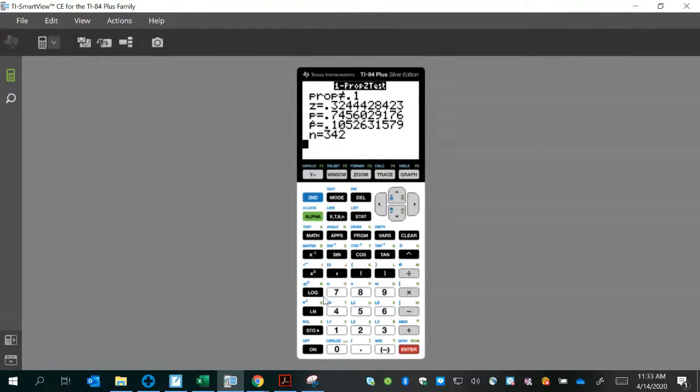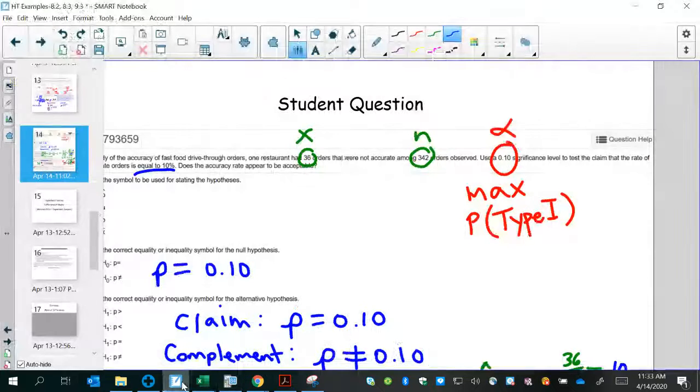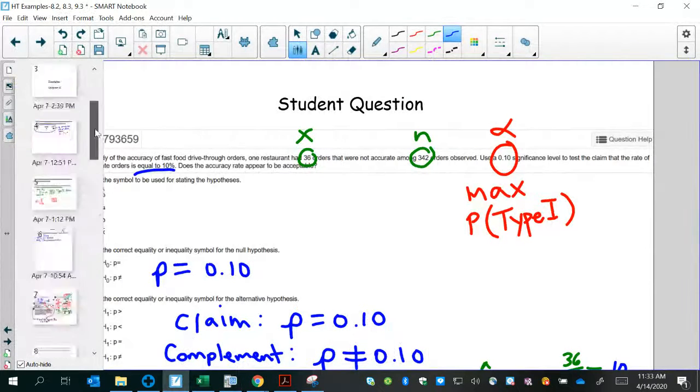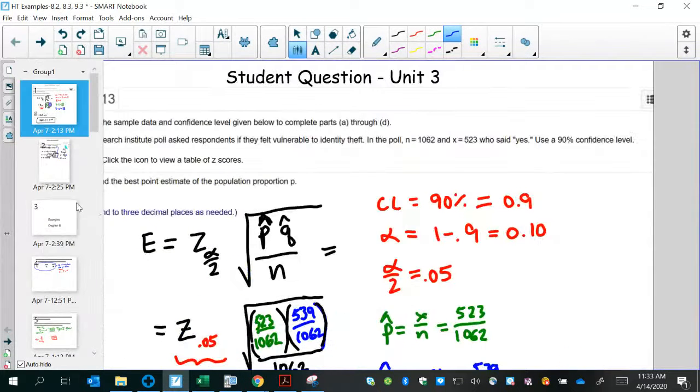proportion. All right, so let's go back to the beginning of this set of notes. This is from last week.